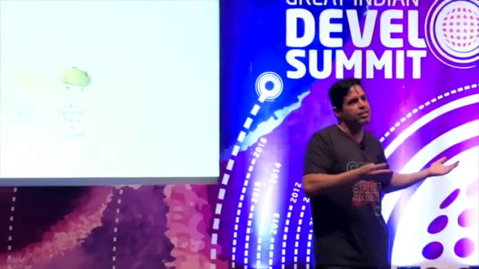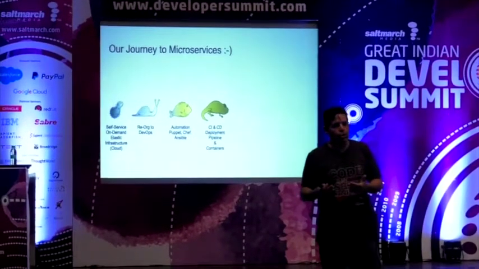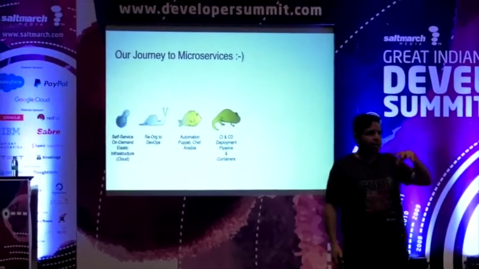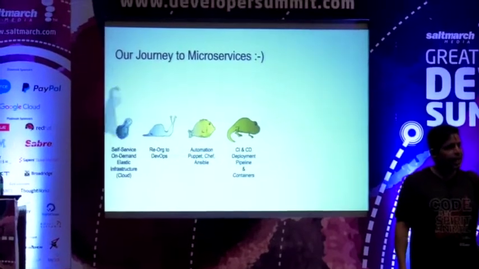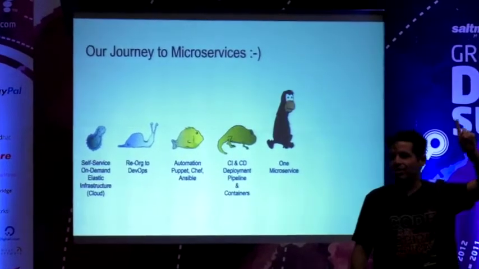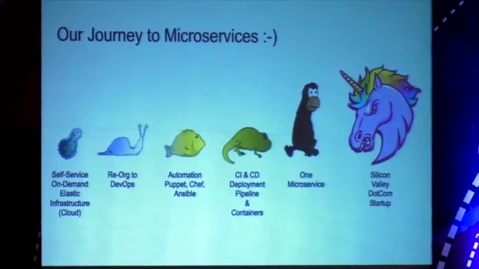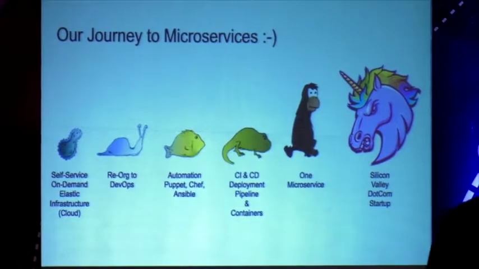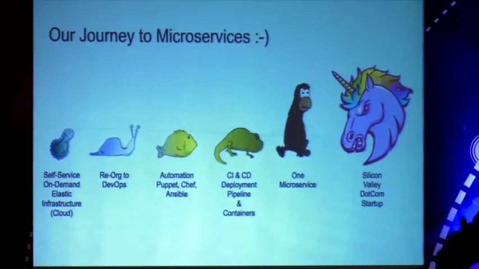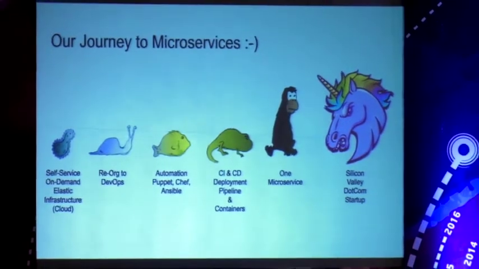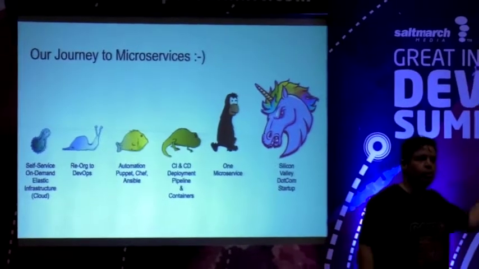The fourth step of this evolution toward microservice is to have a CI/CD deployment pipeline and adopt containers. Of course, when you have DevOps practices, that becomes really easy to have. With all those pieces in place, then finally you can have your first microservice, right? And who knows, now that you have your first microservice, you can maybe become the next Silicon Valley unicorn. Because now you have everything to keep producing more and more microservices, to keep being more agile and releasing your code faster than you used to do in the past.